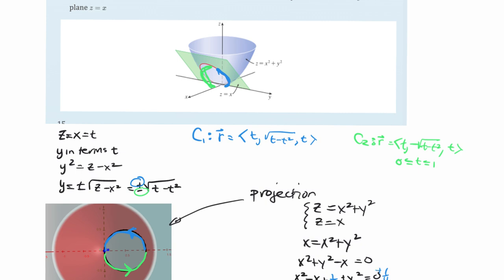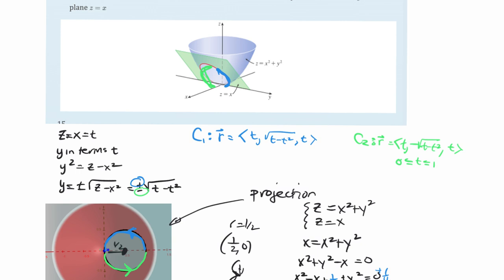To give me (x - 1/2)² + y² = 1/4. So this is a circle, and the center is (1/2, 0). One more time, (1/2, 0), and whose radius is the square root of 1/4, or 1/2. And that is actually what we see in the picture. This is (1/2, 0) right here, and the radius is 1/2.